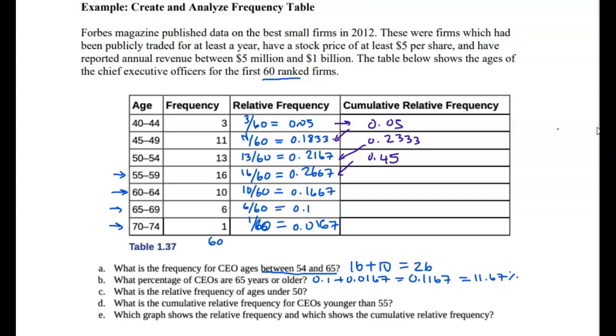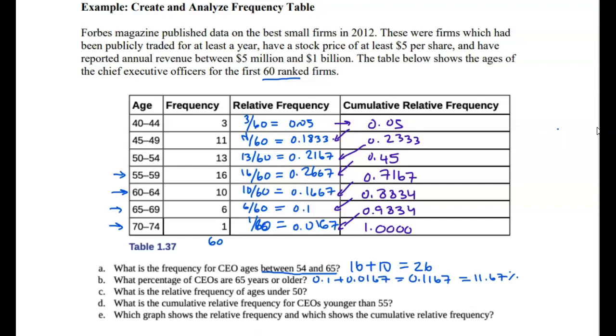Add the next one, plus 0.2667, 0.7167, add the next one, plus 0.1667, get 0.8834, add 0.1, 0.9834, and add the last bit, 0.0167, and hopefully we get close to 1. So I get 1.0001.